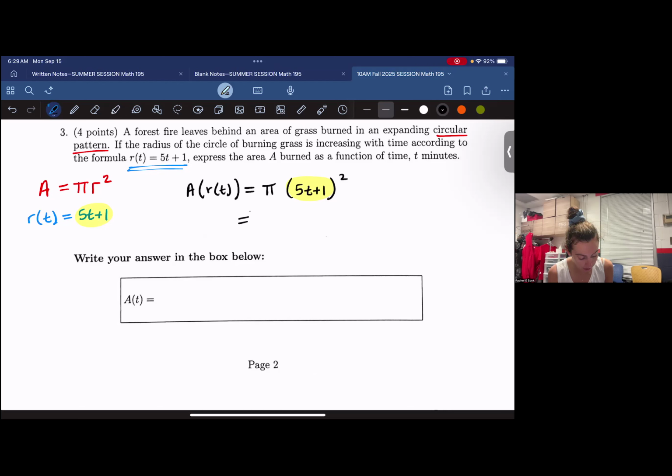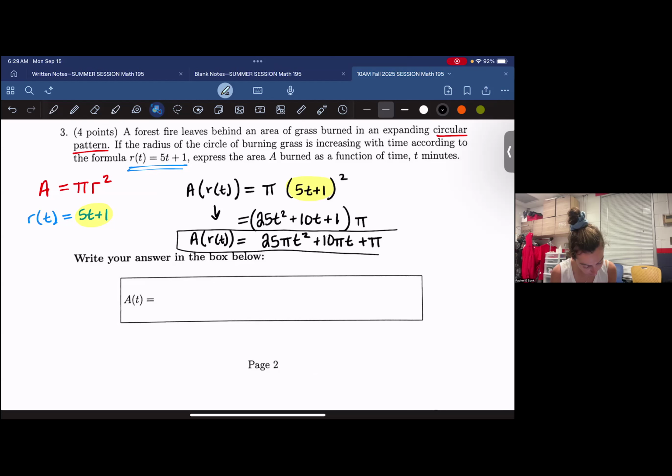You can simplify. If you FOIL it out, you end up getting 25t squared plus 10t plus 1, all multiplied by pi. I would accept that answer. And then if you wanted to distribute the pi, you get 25 pi t squared plus 10 pi t plus pi. And I would also accept that last answer. That's it.